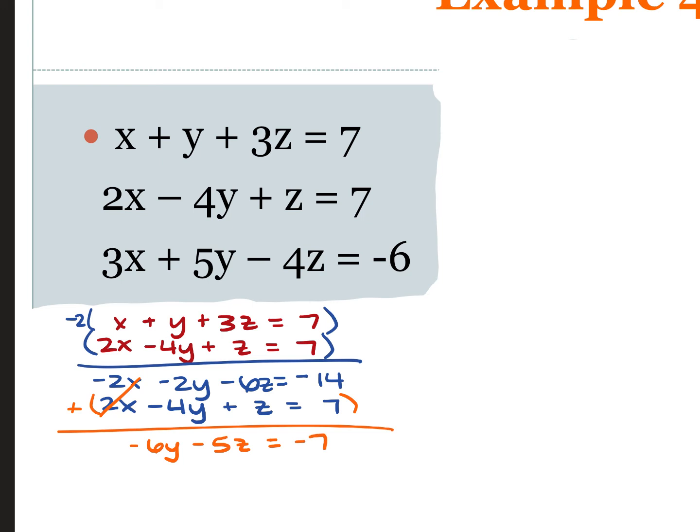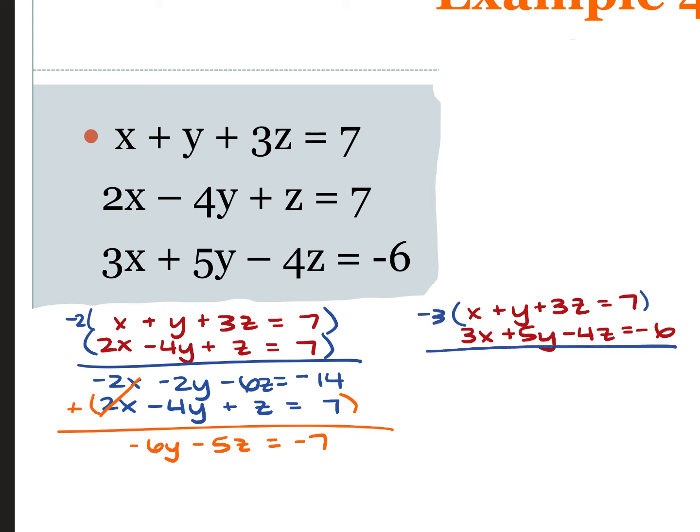So from here, use one of the two top equations that you just worked with, as well as the last equation. So I'm going to use the top, which is x plus y plus 3z is equal to 7, as well as 3x plus 5y minus 4z is equal to negative 6. The top equation, I'm going to multiply everything by a negative 3. So it's going to give us negative 3x minus 3y minus 9z is equal to negative 21, as well as 3x plus 5y minus 4z is equal to negative 6.